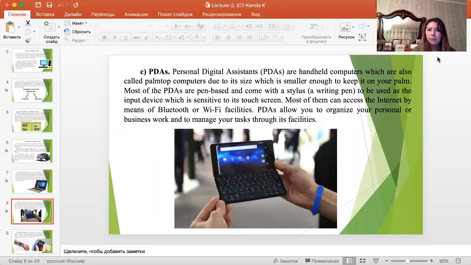PDAs, personal digital assistants, are handheld computers which are also called palmtop computers due to their size, which is small enough to keep on your palm. Most PDAs are pen-based and come with a stylus, a writing pen, to be used as an input device sensitive to its touch screen. Most of them can access the internet by means of Bluetooth or Wi-Fi facilities. PDAs allow you to organize your personal business work and manage your tasks through its facilities.